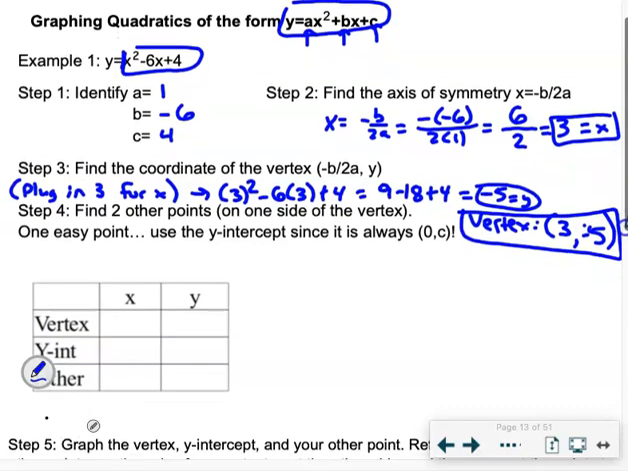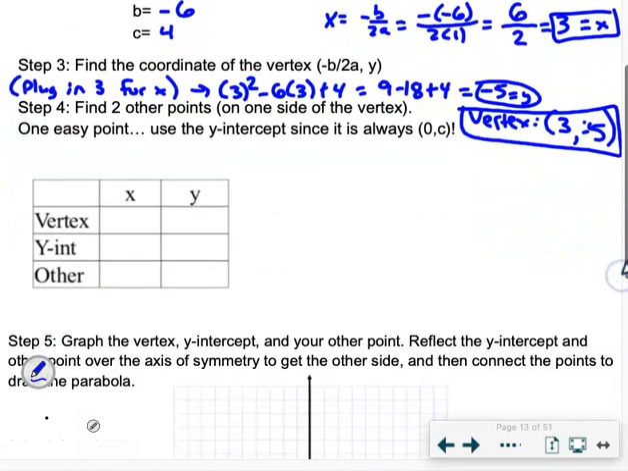Okay, so yesterday I was talking to you about making sure you had 5 dots. I'm going to make that a little bit easier for you today. The vertex is at (3, -5). That's one of our points.